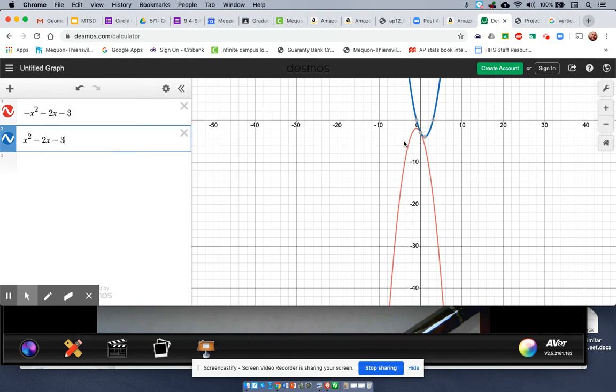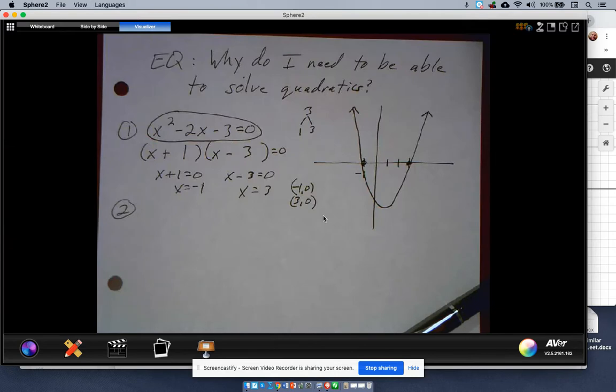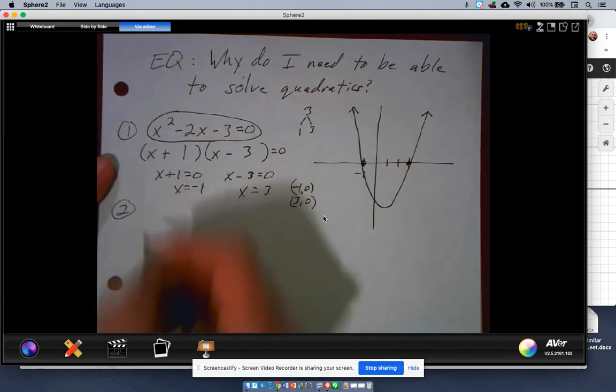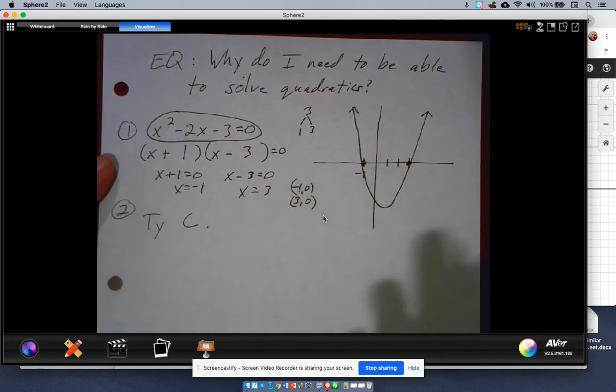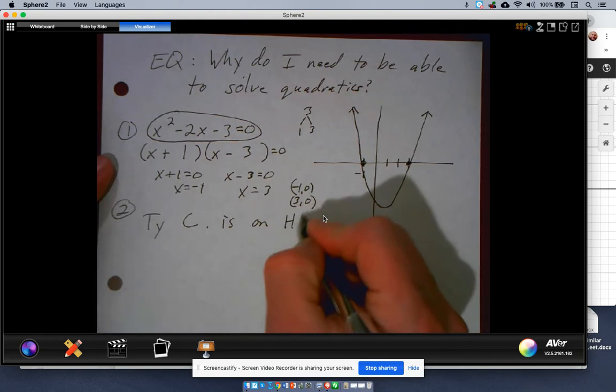And you can see how they're a little bit different from each other. But one opens up, one opens down, and that's how you graph parabolas on Desmos. So let's go back here, and let's say I told you a story. All right, my story is, let's say Ty C, I don't know who that is, on the HHS roof.